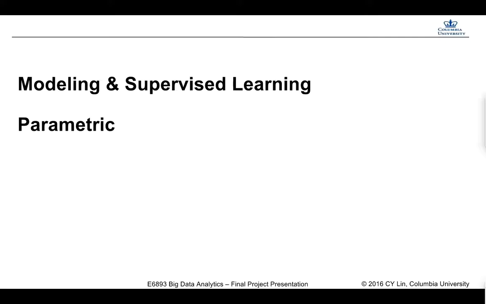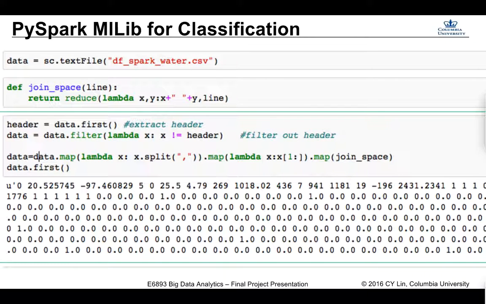Now it's time for testing some of the parametric models. So the first one we use is logistic regression. It's a linear classifier. And for the purpose of this video, we also want to show what we did using PySpark for building this predictive model.